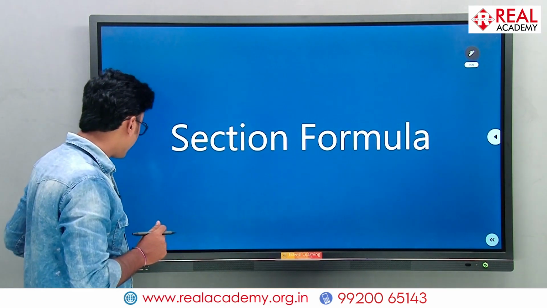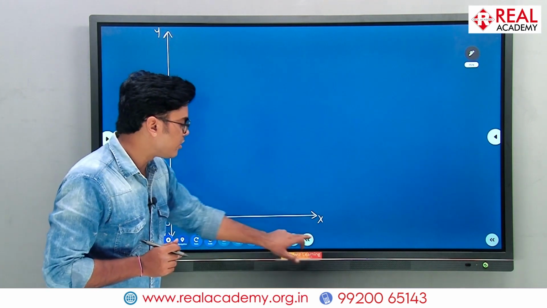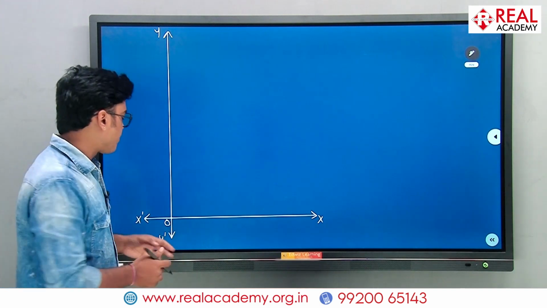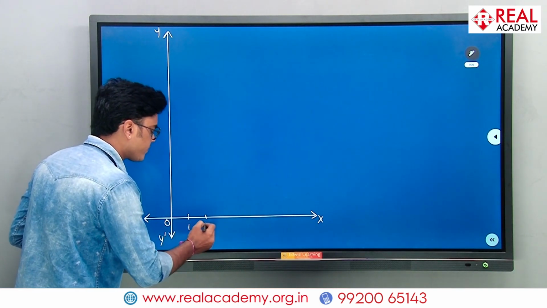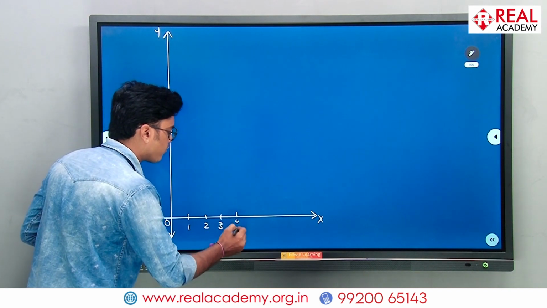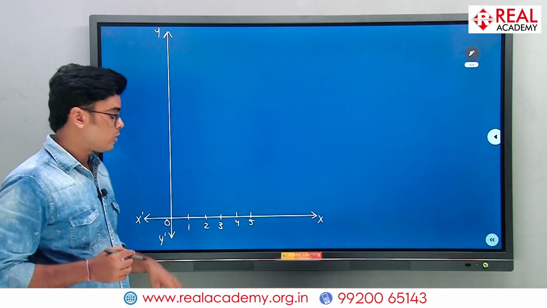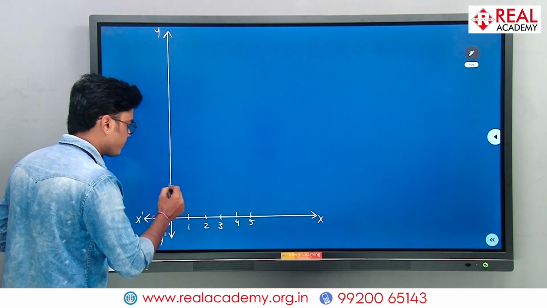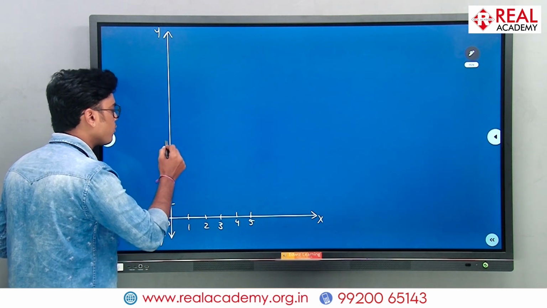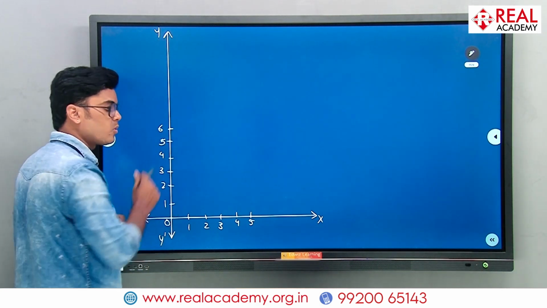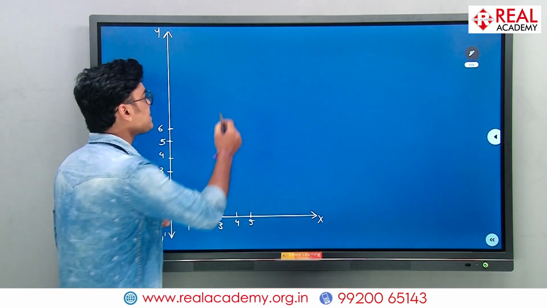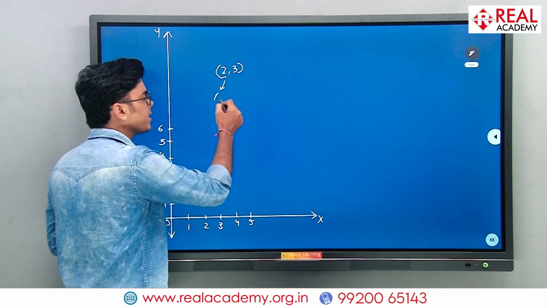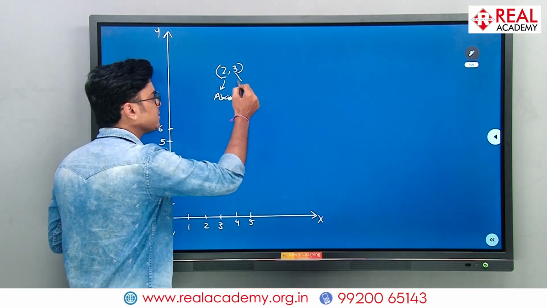So by now you already know how to plot a point on the coordinate axis. On the screen you can see the x axis and y axis, correct? Suppose these are the markings 1, 2, 3, 4, 5 and so on, and on the y axis in the upwards direction we have the positive side, correct? So 1, 2, 3, 4, 5, 6 and so on. If we have to plot a point, let's say 2, 3, how do you plot it? 2 is the abscissa, 3 is the ordinate.